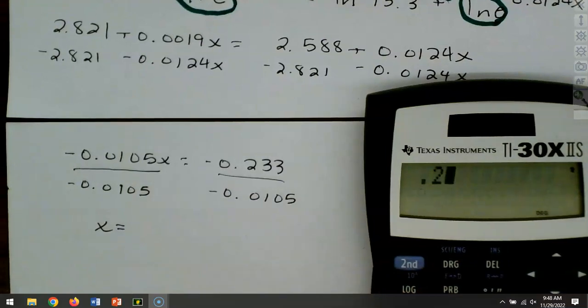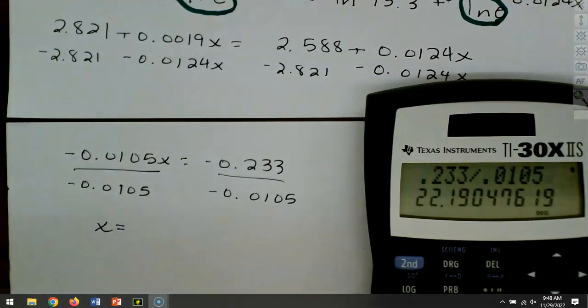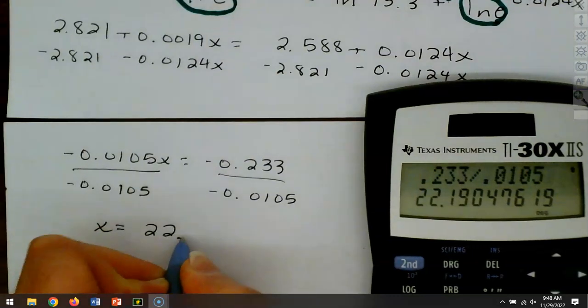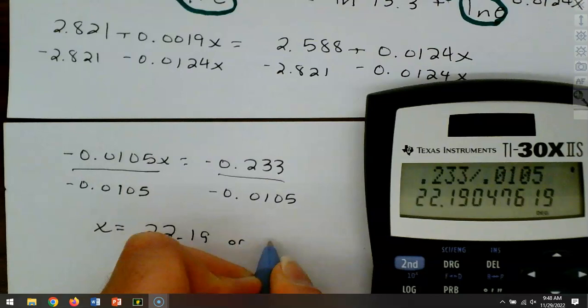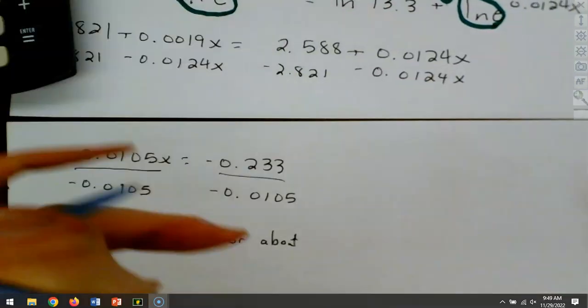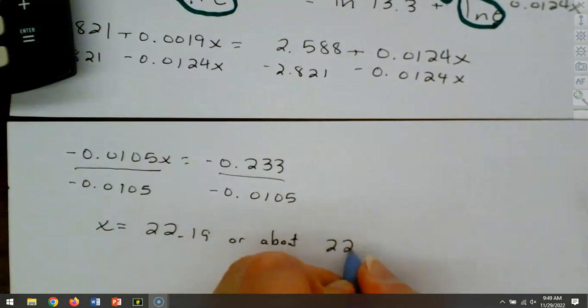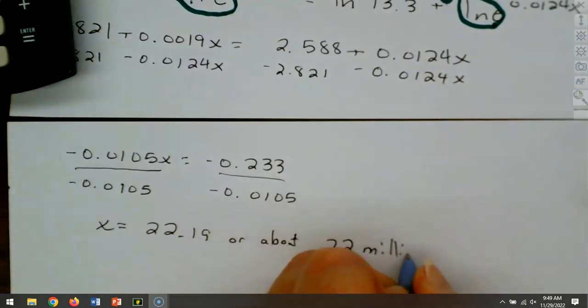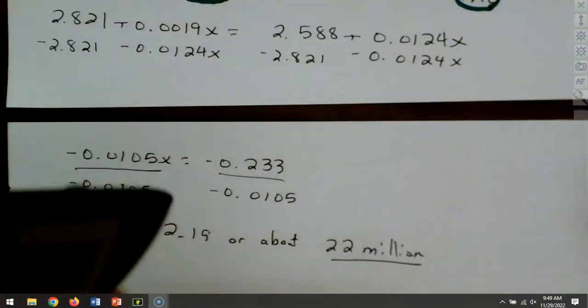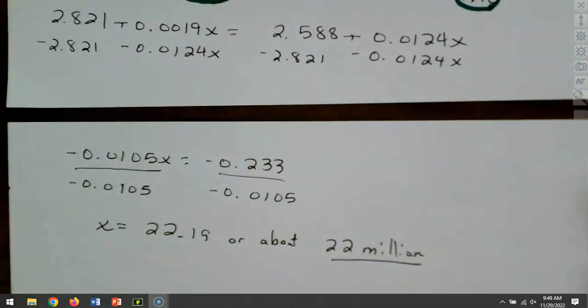So 0.233. I'm going to divide that by 0.0105. Okay, and that looks like that's going to be 22.19, or about 22 million. So it looks like it should be about 22 million.